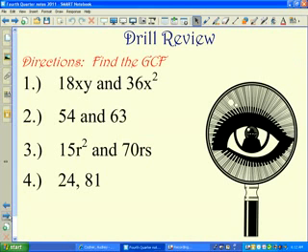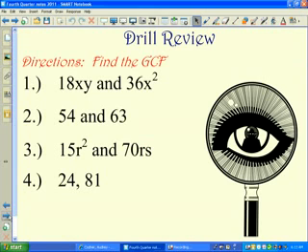And I want you to basically find the GCF. So last class we talked about factors, and we also talked about finding the GCF, which is short for greatest common factor. So we have for number 1, 18xy and 36x squared. Number 2 is 54 and 63. Number 3 is 15r squared and 70rs. And number 4, it's 24 and 81.